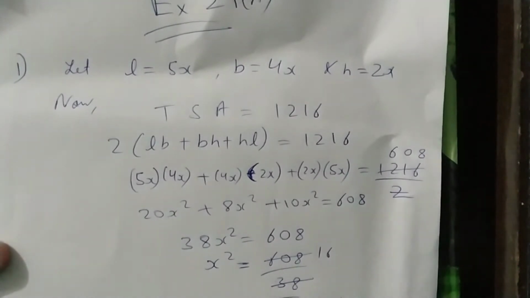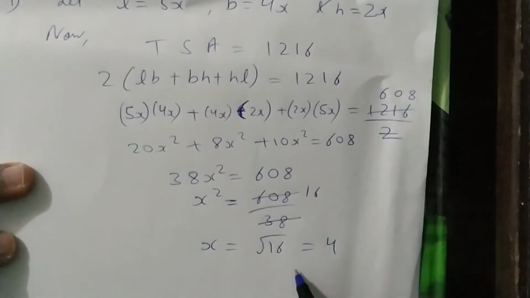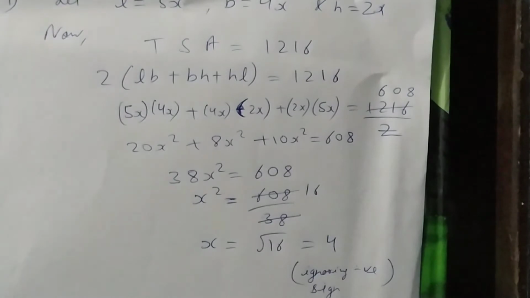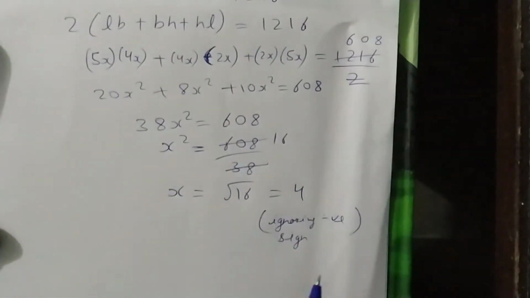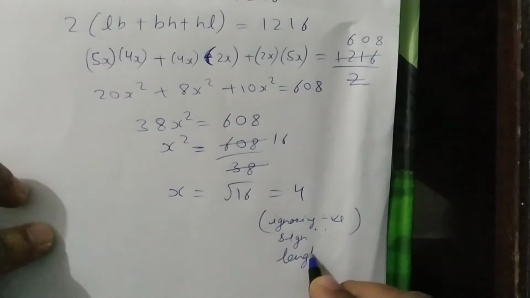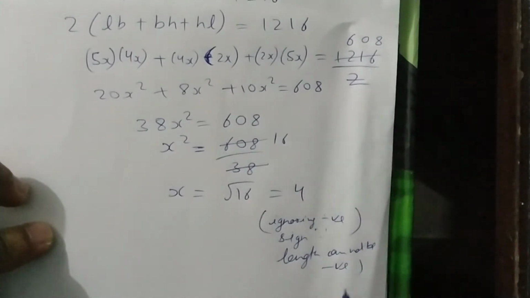Because we are dealing with length, so we will not consider negative sign here. You can write ignoring negative sign, because we are dealing with length. Length can never be negative, because length cannot be negative.